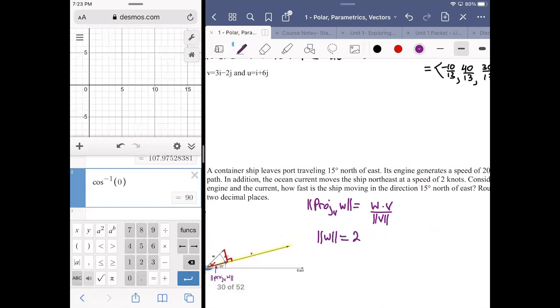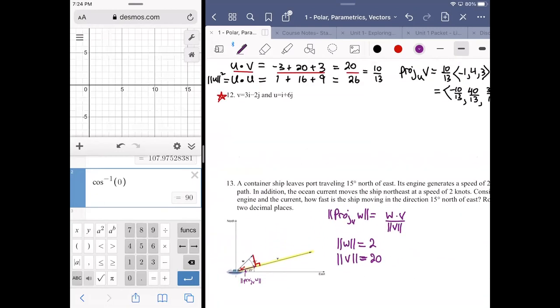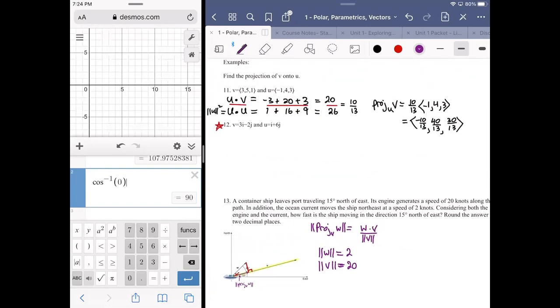And we also know that the engine generates a speed of 20 knots. All right. So without the current impacting the speed of the boat, it would move at 20 knots, but the current is going to impact it. But I can say that vector V ought to be 20. So we have that information. The issue is we don't have anything in terms of a dot product between V and W. So at first glance, it seems like, oh man, what are we gonna do? We got a problem here.